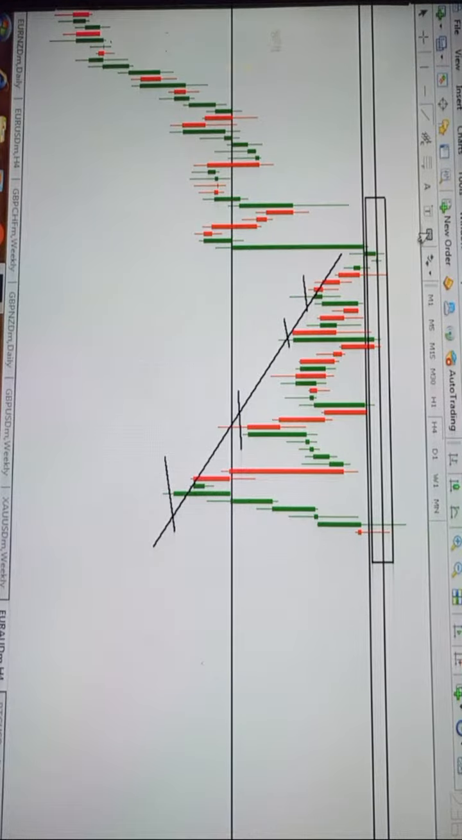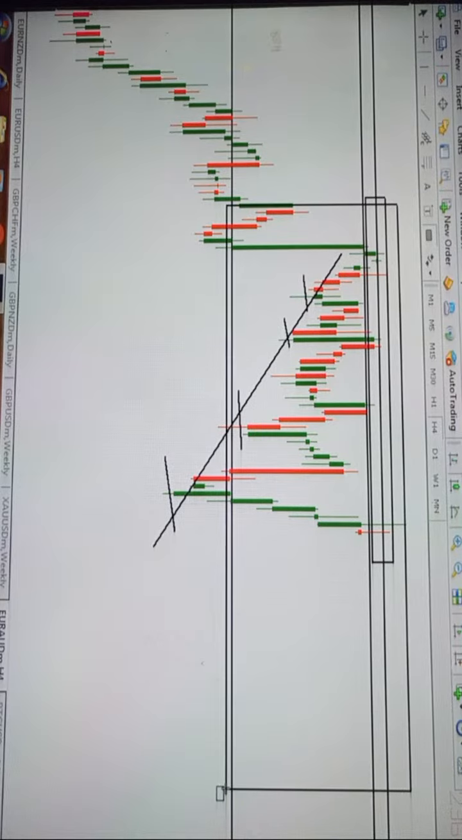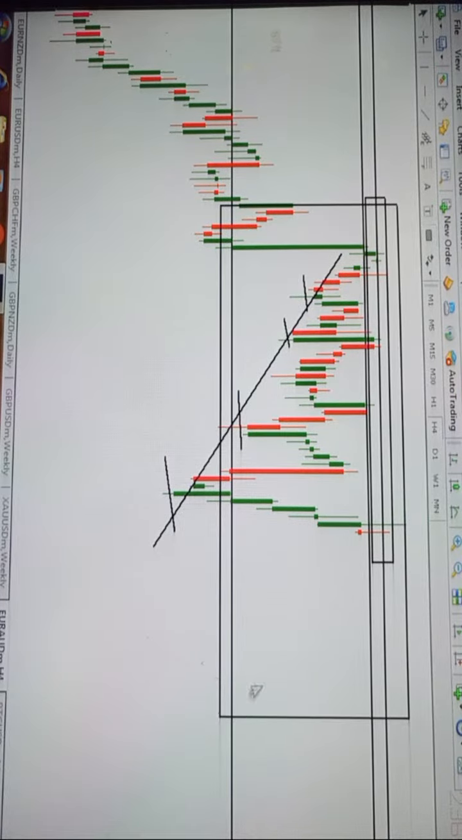This that you see here, let me mark the whole point. This is a correction zone that you see here. You see this box here, this is a correction zone. You get that? Then from the correction zone we move to the real impulse, which is a bullish trend.